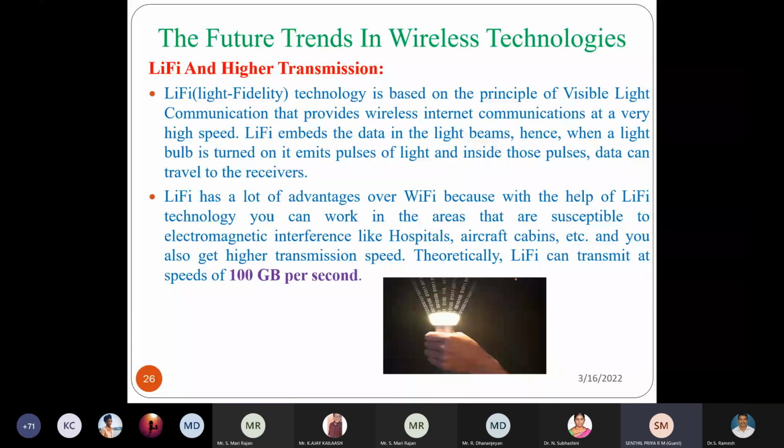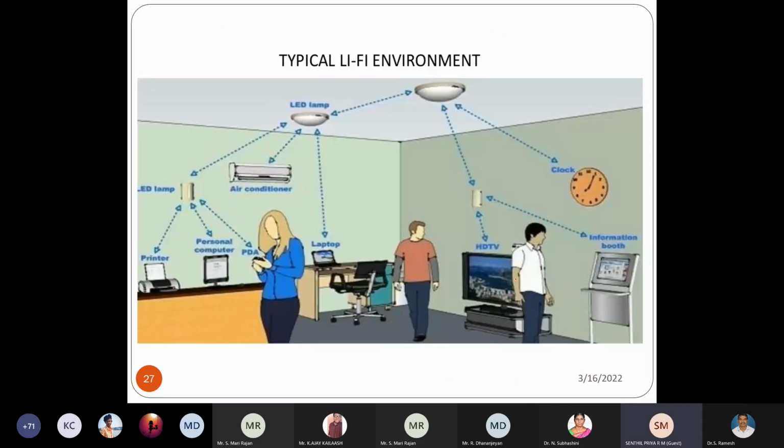Here we are going to communicate data using light beams, and we are going to emit pulses. In a Li-Fi environment, we can see here HDTV, laptops, air conditioning. Using these LED lamps, it is going to produce a lot of data pulses. It is going to access the environment.